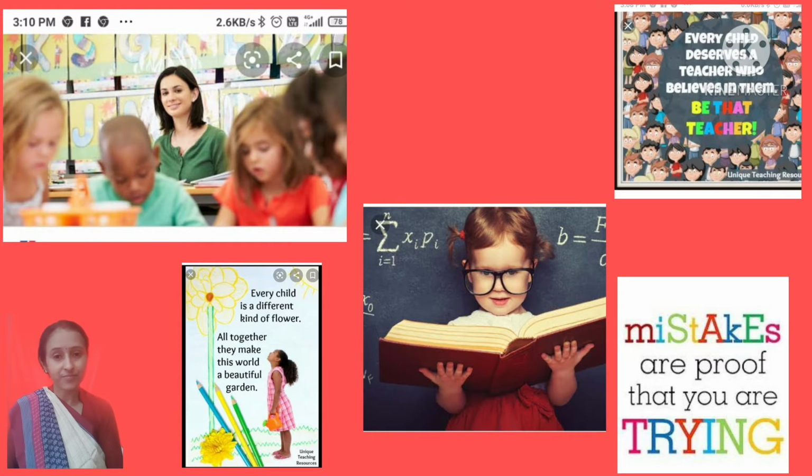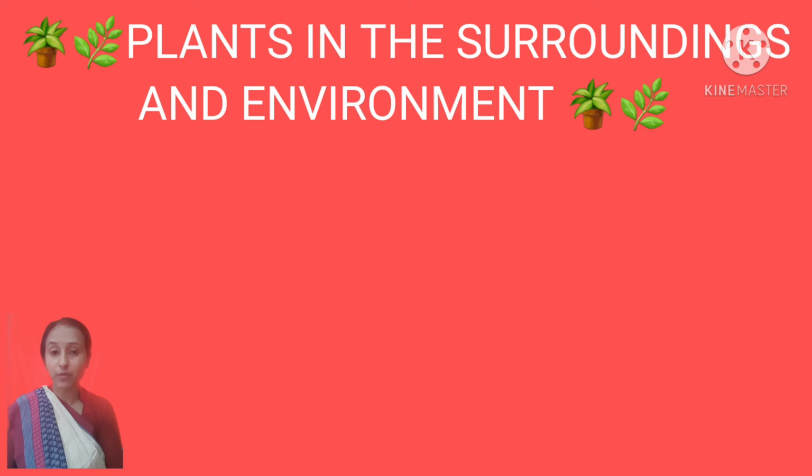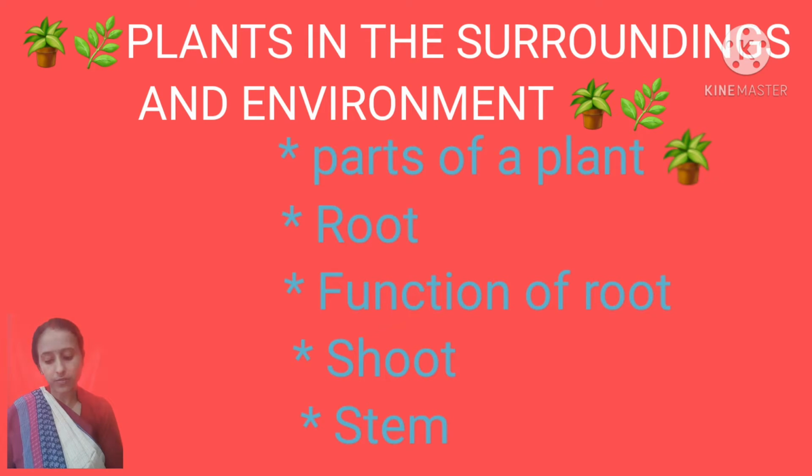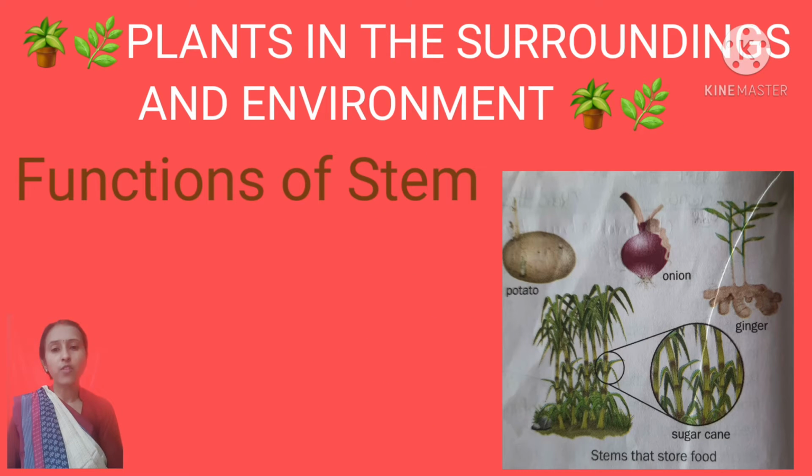Okay, so let's start our chapter. We are talking about chapter 4, which is plants in the surroundings and environment. We already covered some topics like parts of a plant, root, and the function of roots, and we are now talking about shoot. In shoot we are discussing the stem, and today's topic starts with page number 48, which is function of stem. What is the major function of a stem?